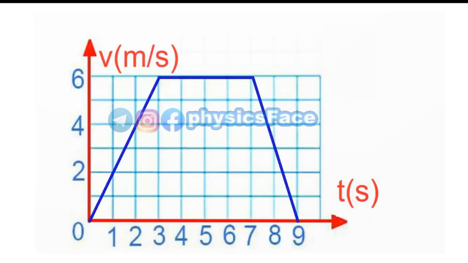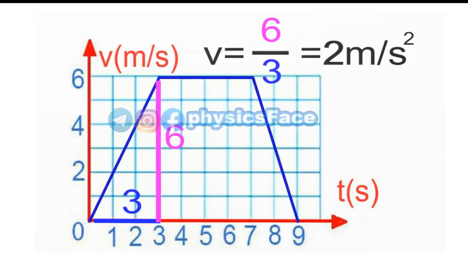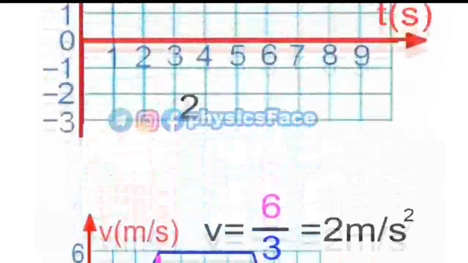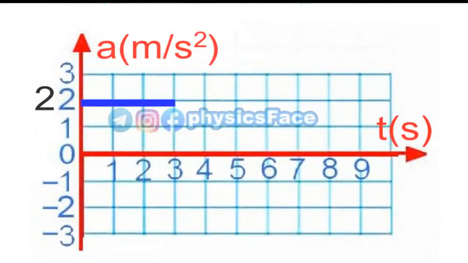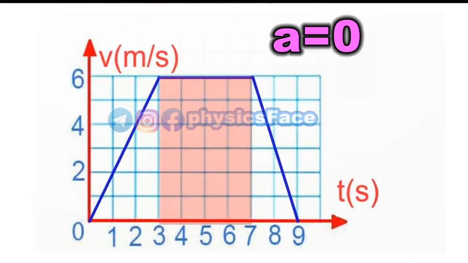In the next example, we examine the acceleration time graph. Example. This graph is for a car moving in a straight line. Draw an acceleration time graph. Answer: use the part 15 method. The acceleration in the first 3 seconds is 2 meters per square second. In the next 4 seconds, because the velocity is constant, the acceleration is 0.